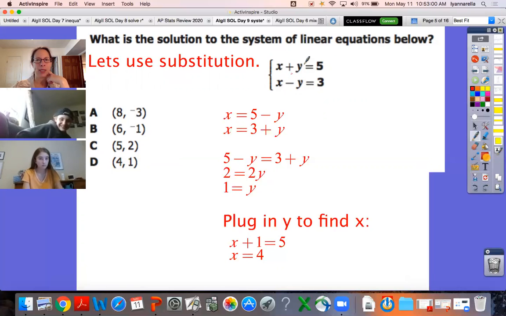And then this y canceled. And then on this one, I added y to both sides, and I got 3 plus y. So now that I know x equals 5 minus y and x equals 3 plus y, I can take this 3 plus y and plug it into this x. Or I think what I really did is I took this 5 minus y and plugged it into this x. So what I get is 5 minus y equals 3 plus y. That's easy to solve, and I got y equals 1.